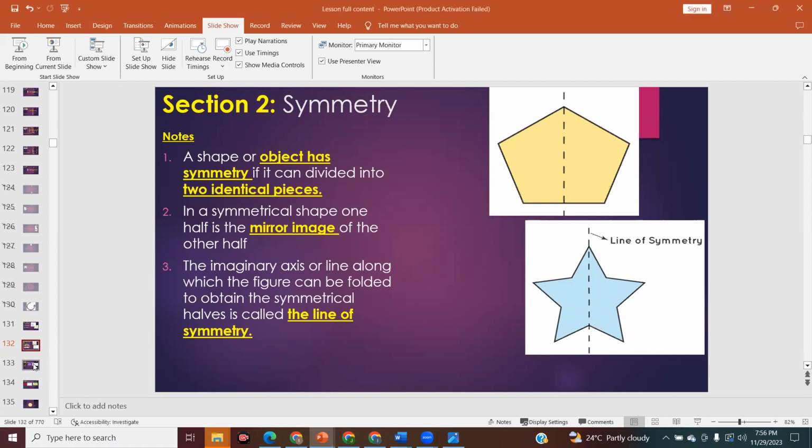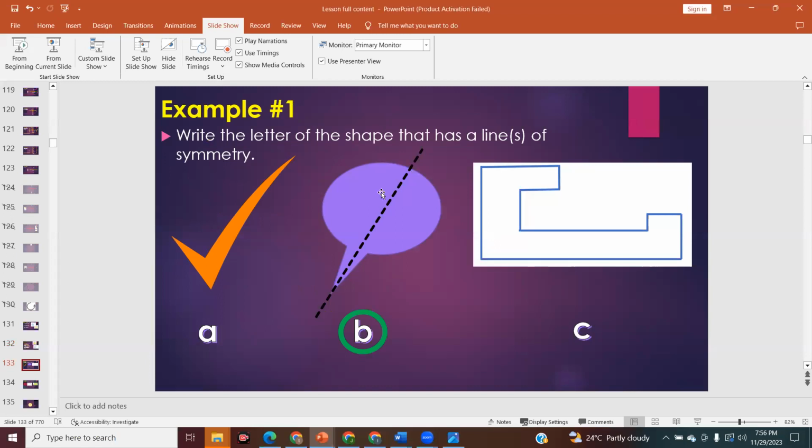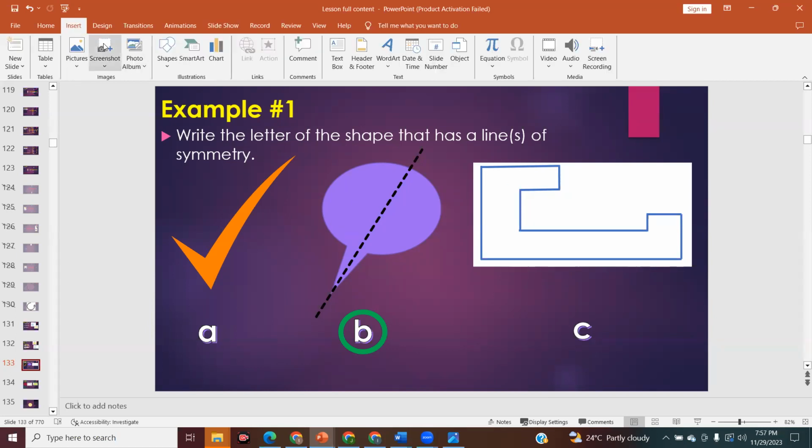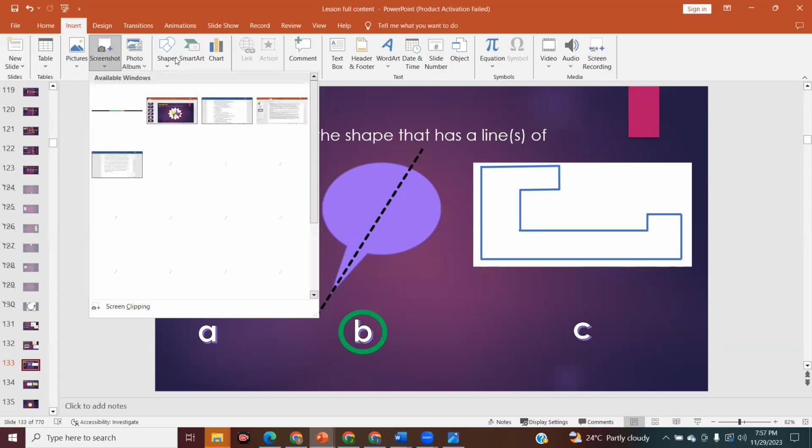Okay, good. And then if you look at these three shapes, which one has a line of symmetry, Janelle? B. Why B? Because it has a line in it, except the other ones don't. Yeah. The other ones, can you put a line through them and it's the same on both sides? No. It's a very good thought process.